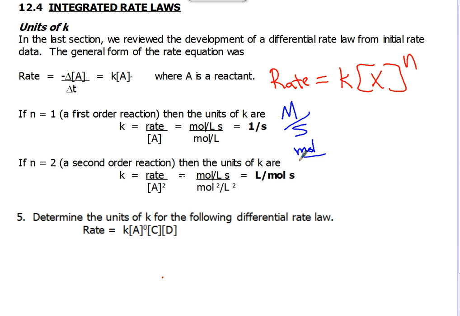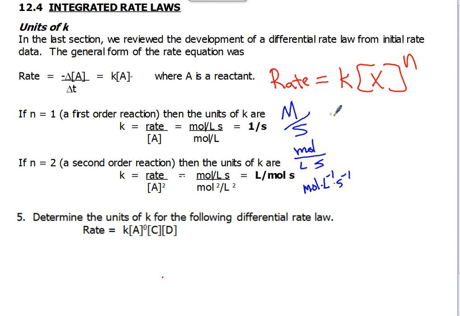Moles per liter second. But this is the AP College Board, so they're not going to write it as a fraction. Here's how they would write it: moles times liters to the -1 times seconds to the -1. Because that means the same thing, right? That means moles over liters and seconds.